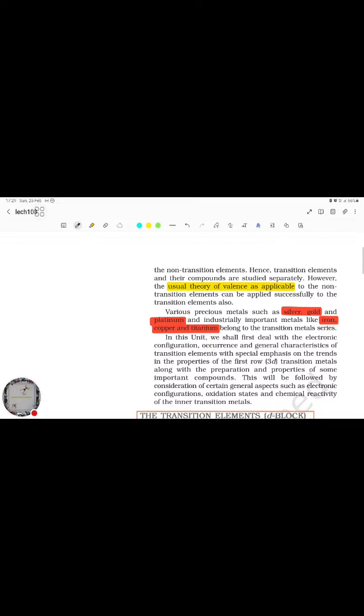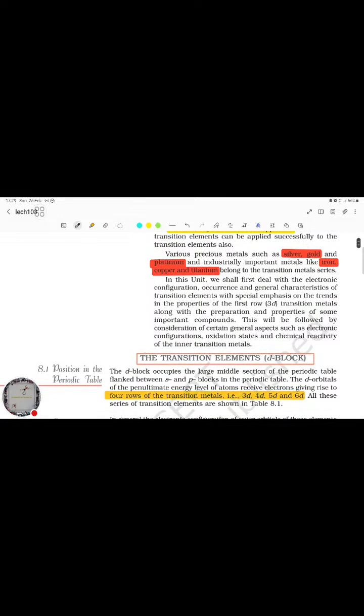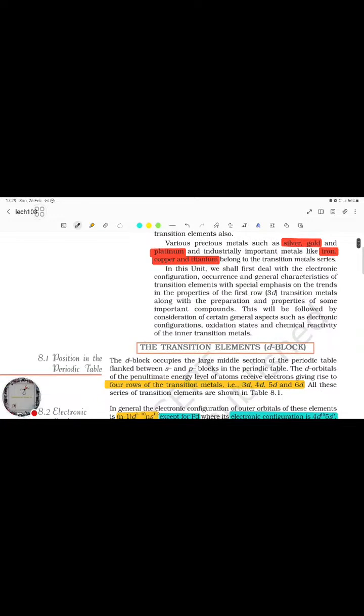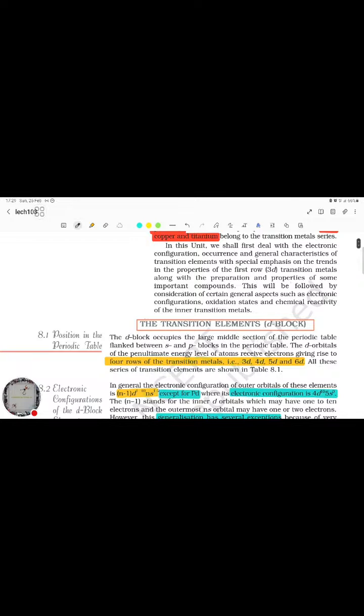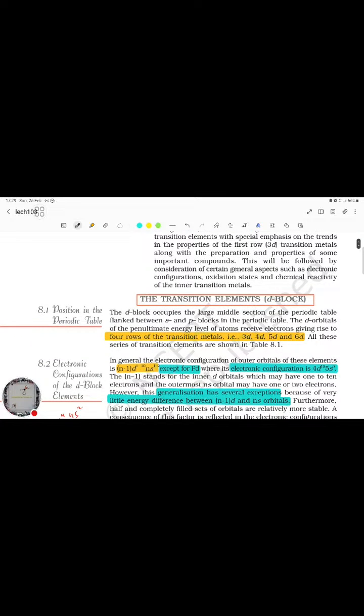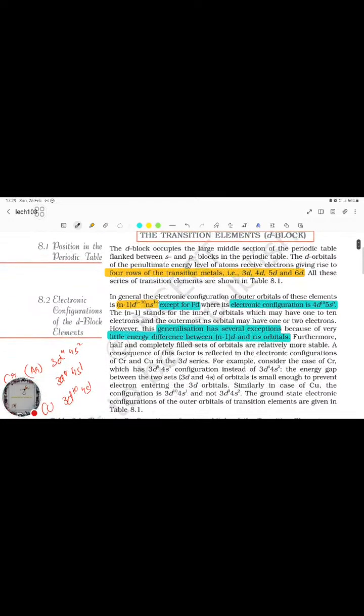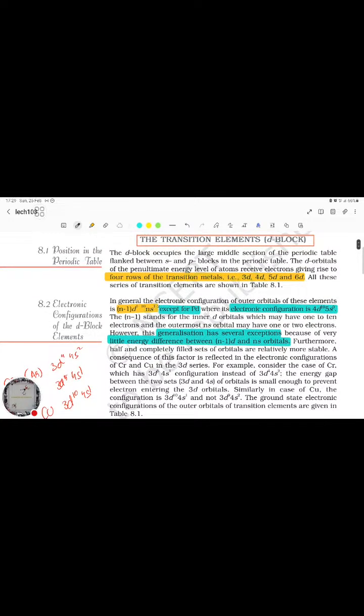The usual theory of valence as applicable to the non-transition elements can be applied successfully to the transition elements as well. The various precious metals such as silver, gold, and platinum, and industrially important metals like iron, copper, and titanium belong to the transition metal series. In this unit, we shall first deal with the electronic configuration, occurrence, and general characteristics of the transition elements, with special emphasis on the trends in the properties of the first row 3d series, along with the preparation and properties of some important compounds. This will be followed by consideration of certain general aspects such as electronic configurations, oxidation states, and chemical reactivity of the inner transition metals.